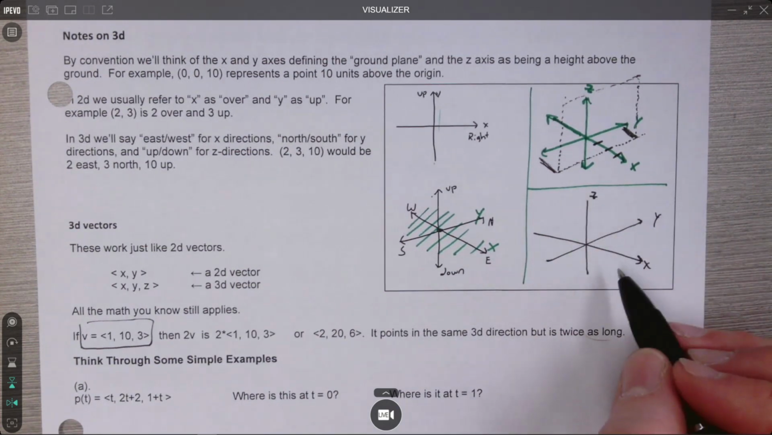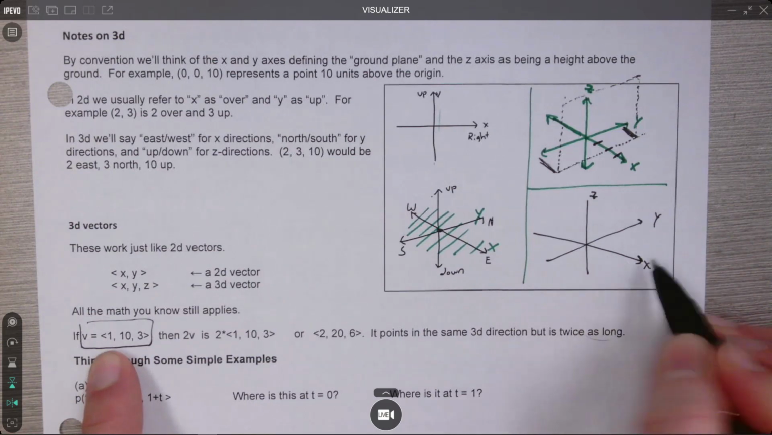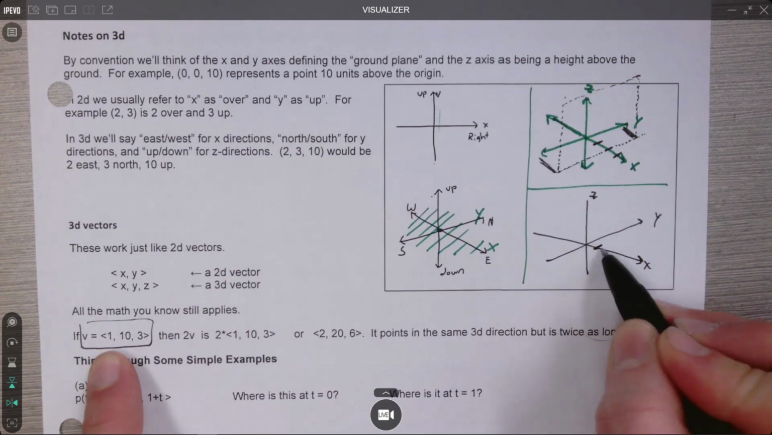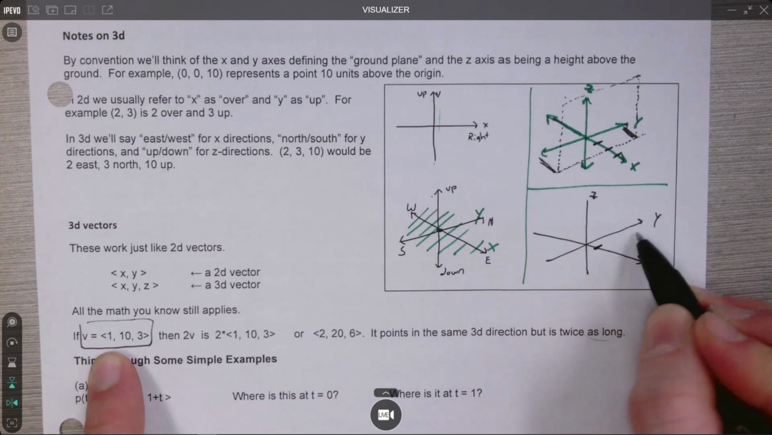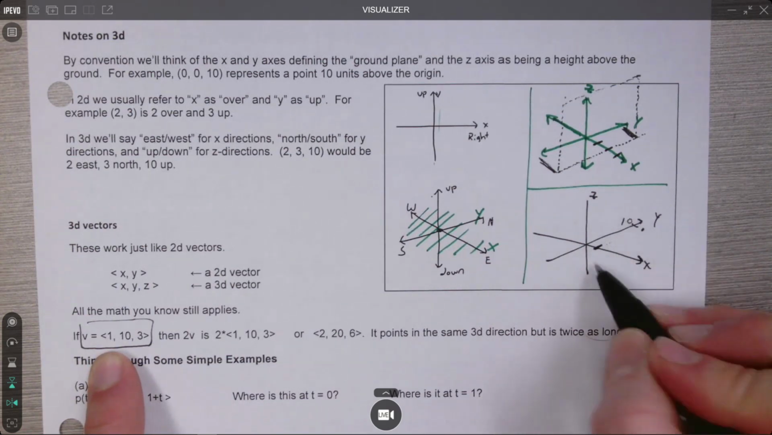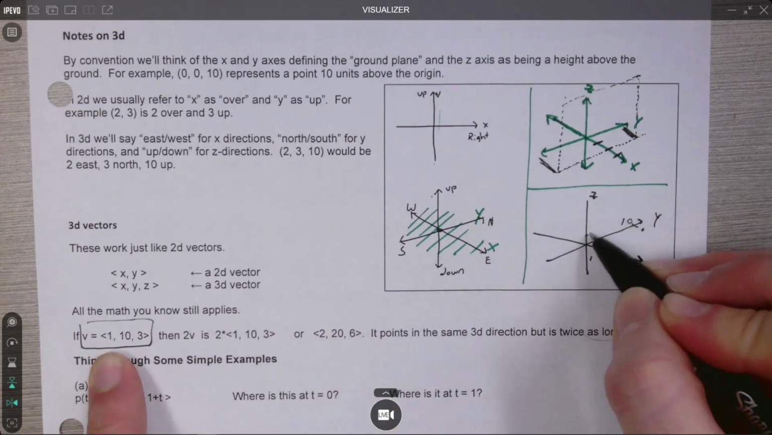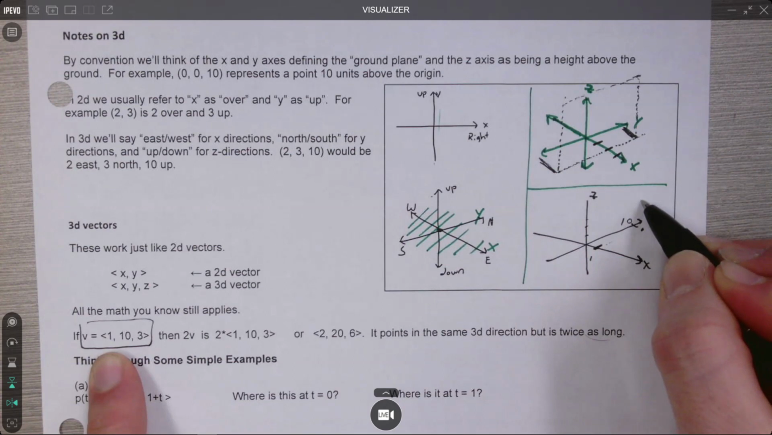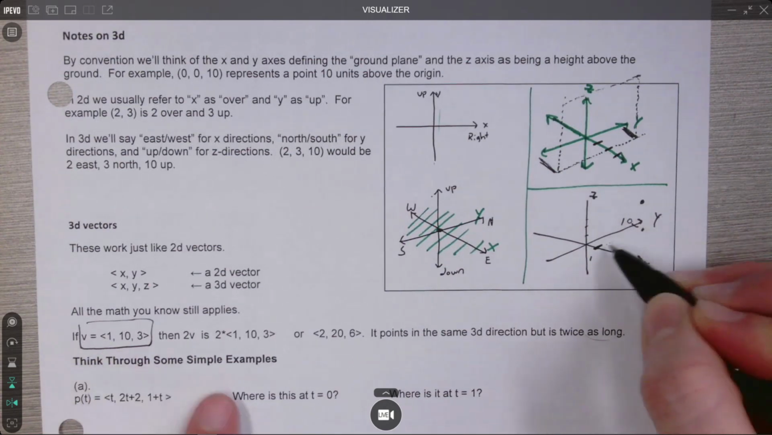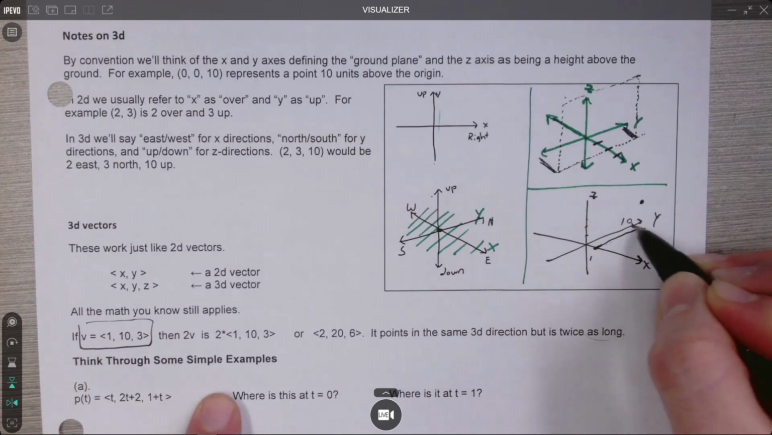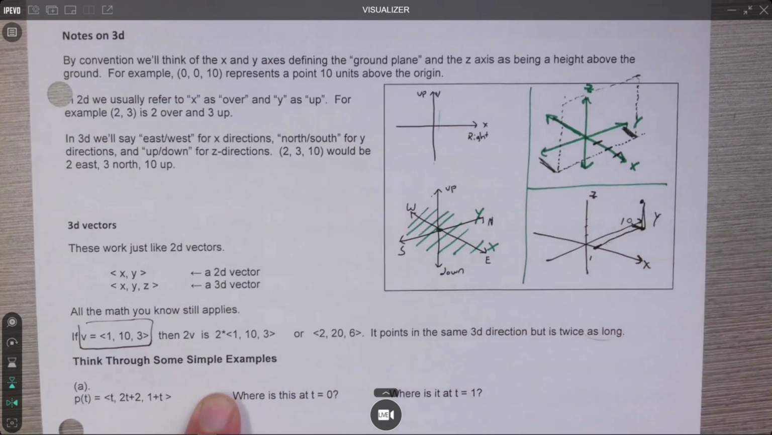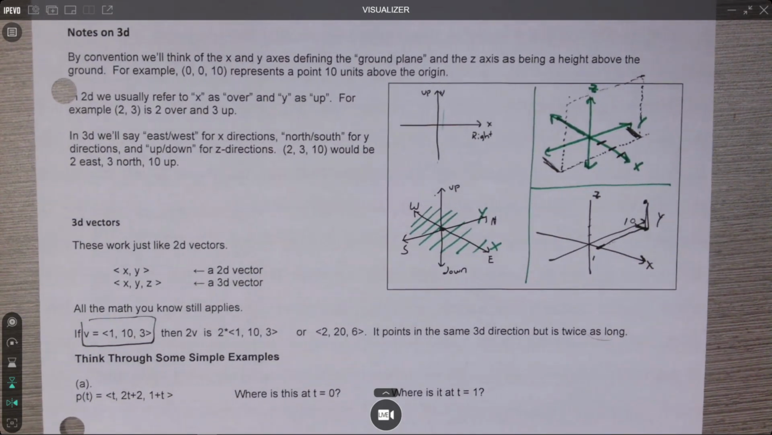So I said it's east by 1. So here's 1 unit that way. It'll be 10 units north. So this is not going to be to scale, but it's 10 that way, it's 1 that way, and then it would be 3 straight up. So 1, 2, 3 would be approximately there. And again, it's really hard to tell what's happening, but that's approximately where it would be.